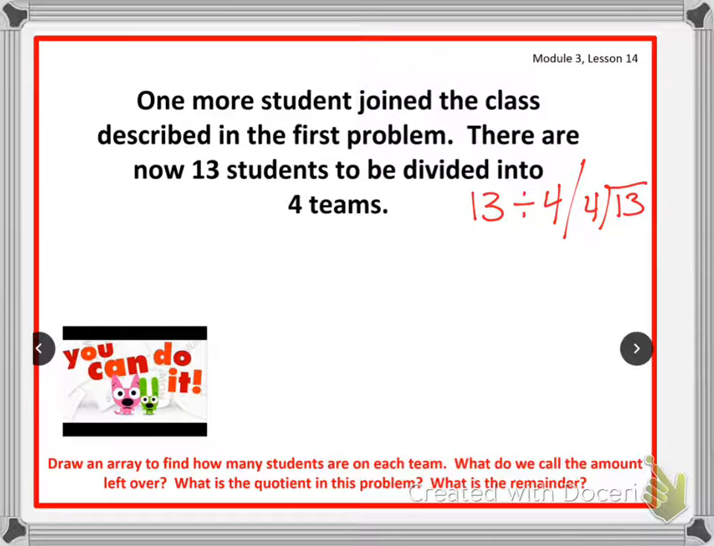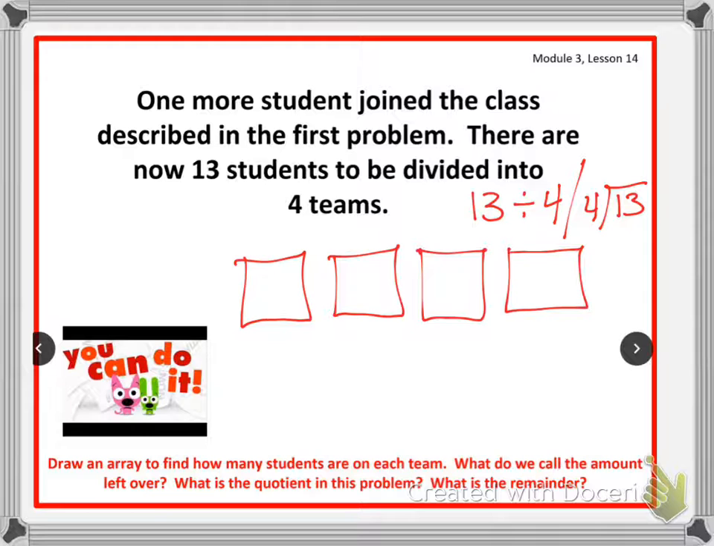So how is this going to look if we did the draw part of the read, draw, and write? We would have 4 teams, and we've got 13 students that we have to spread apart across all these groups. So the 4 groups, we've got 1, 2, 3, 4, 5, 6, 7, 8, 9, 10, 11, 12.